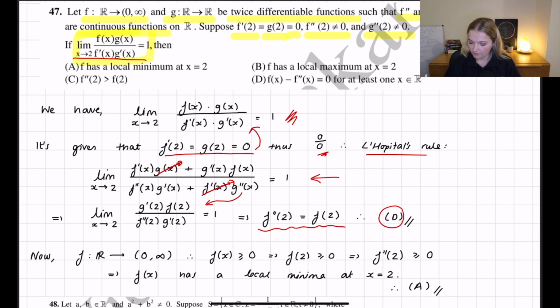So we have D. So that's D, and that's because we are told that f of x minus f double prime of x equals 0 for at least one x. And we've shown the one case here.